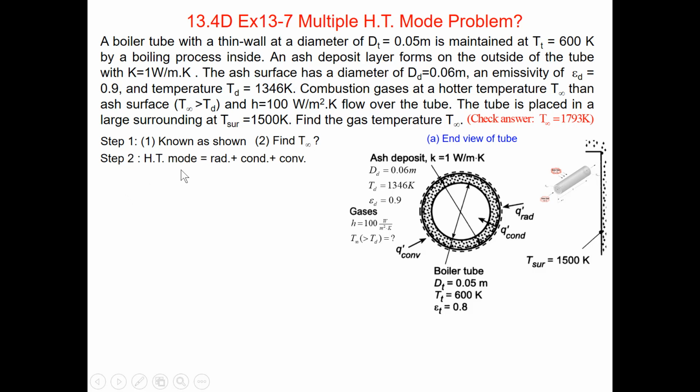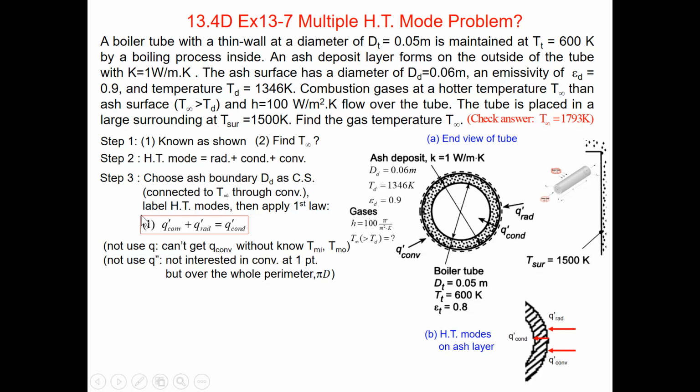Step 2. Identify all the heat transfer modes. There's radiation heat flow from a large surrounding surface to the ash surface. There's conduction through the ash layer. There's convection between the combustion gas and the ash surface.